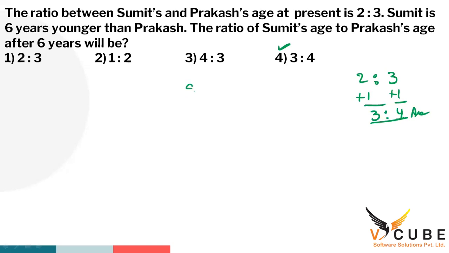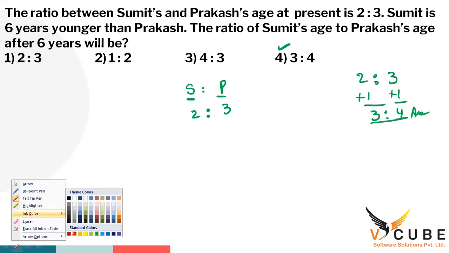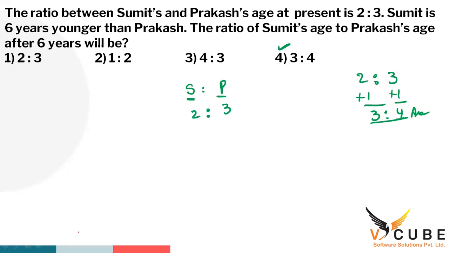Okay, right. Sumit and Prakash. The given ratio, one second, tell me. Okay, right. First, I'm going to the basic method, guys, here. Sumit and Prakash. The ratio between Sumit and Prakash age at present is 2:3. Sumit is 6 years younger than Prakash.